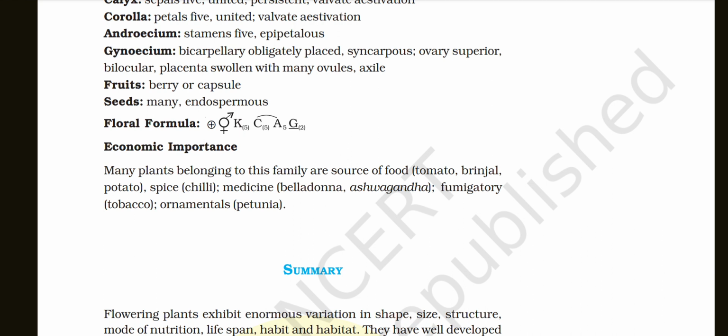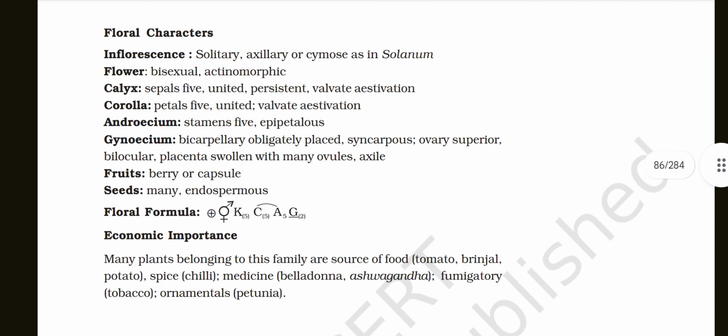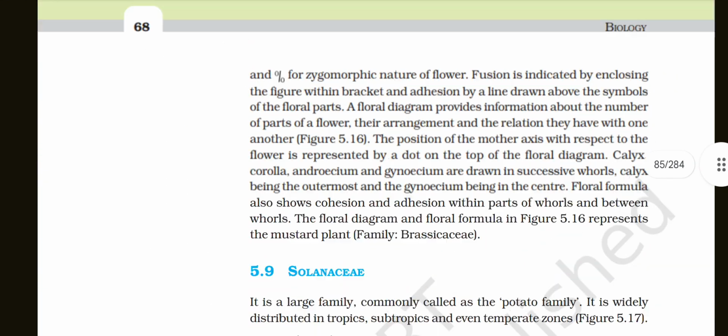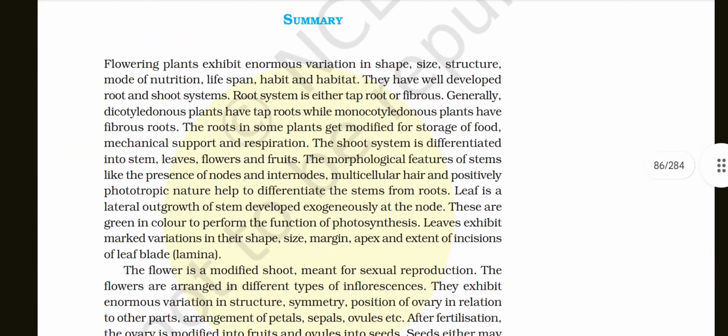Floral diagram, floral formula: actinomorphic, bisexual, calyx 5 fused, corolla 5 fused. This is Solanaceae.